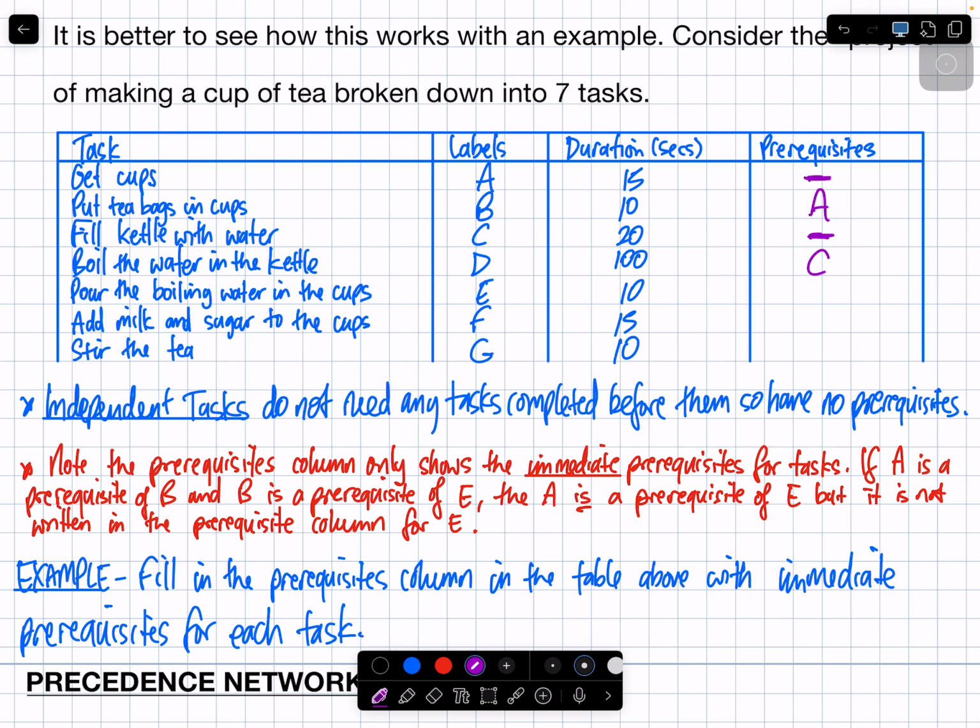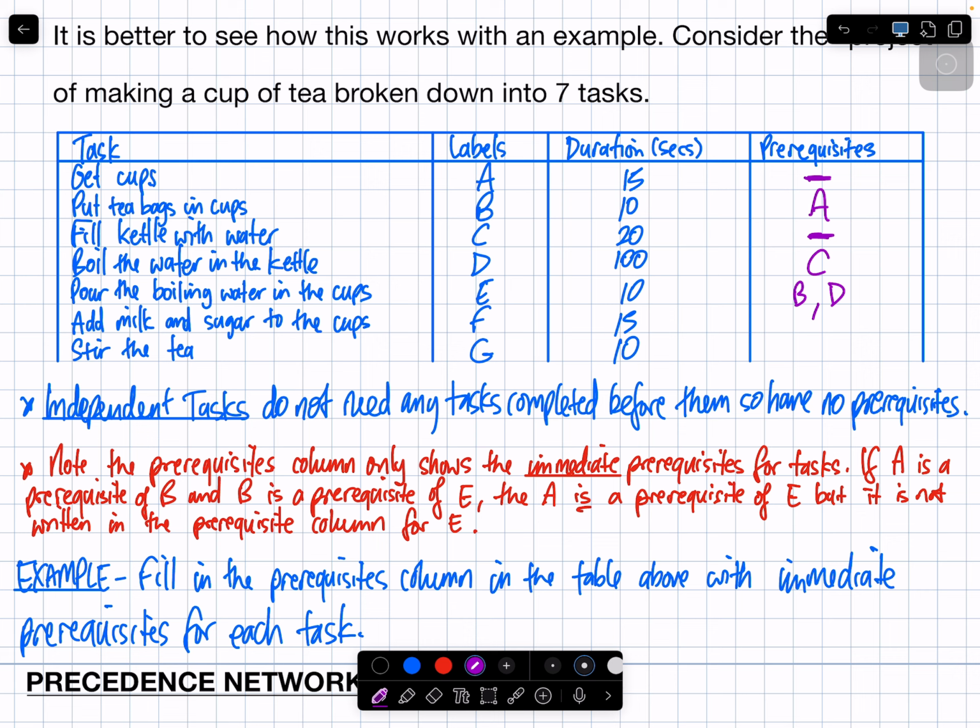What about this task E? Pour the boiling water in the cups. Yes? There'd be another thing too, because I would have had to have something in the kettle. That's already covered, we already did that. It's fill the kettle and put the tea bags. So put the tea bags in the cups was B and boiling water in the kettle D. The cup's not ready for the boiling water unless it has the tea bags in there. And also, I'm not going to have boiling water if I didn't boil the water in the kettle.